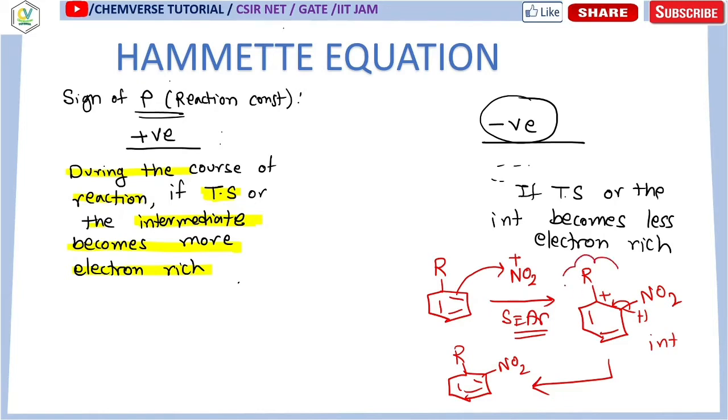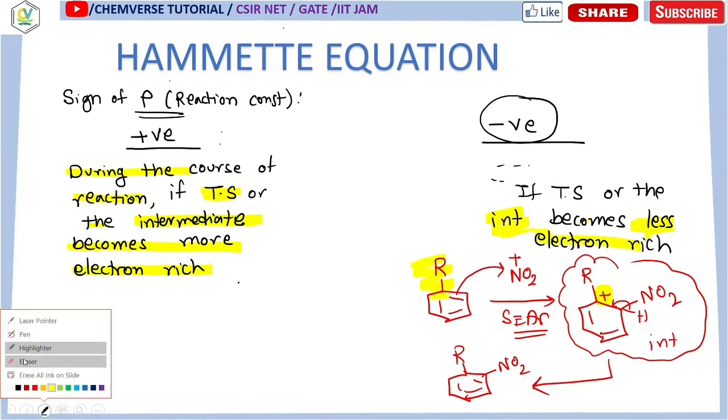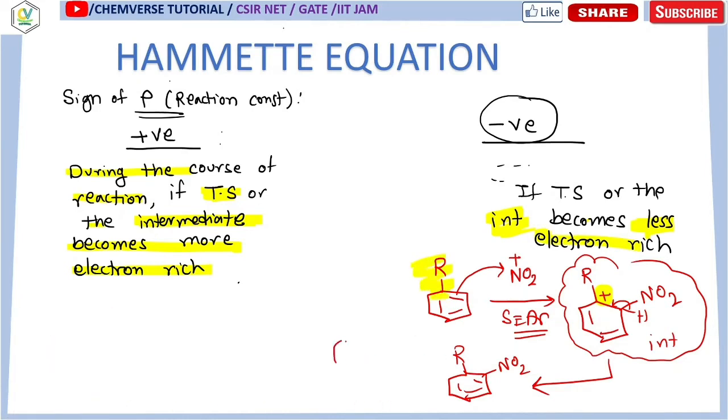So over here you can see this is the intermediate, and if you compare this intermediate with the starting material, you can see in this case a positive charge is generated. So the intermediate becomes less electron rich as compared to the starting material. So for this case, the rho value will be negative. One thing is clear: if the electron density increases, rho will be positive. If the electron density decreases, rho will be negative. So this is what you need to remember.